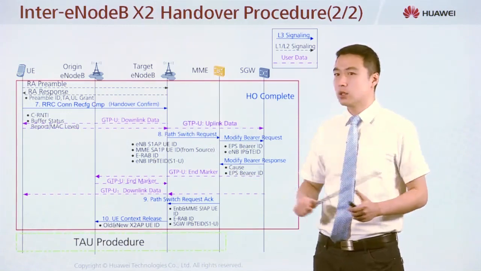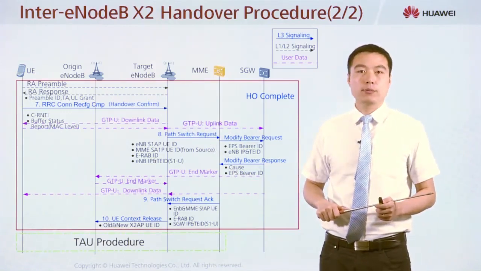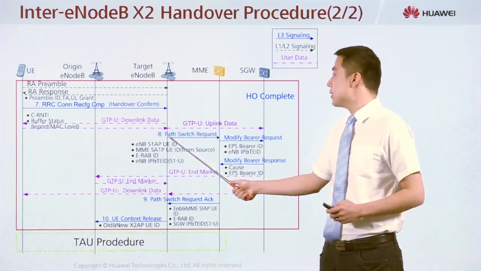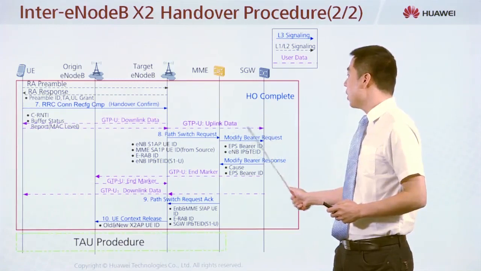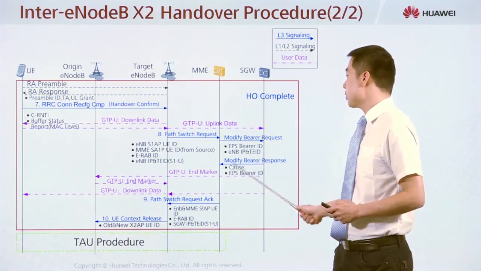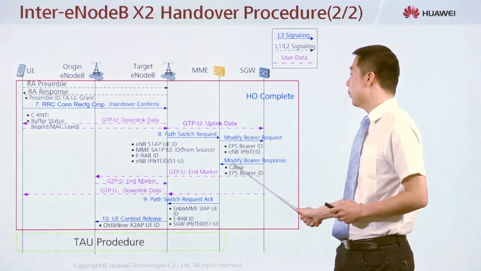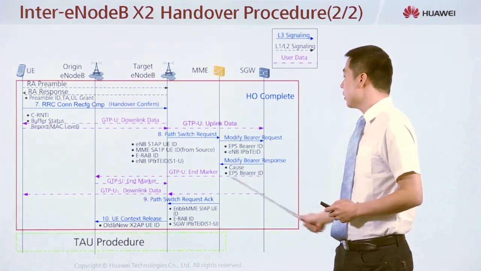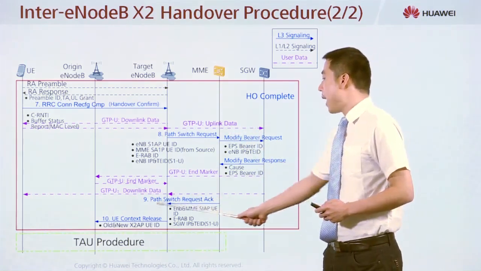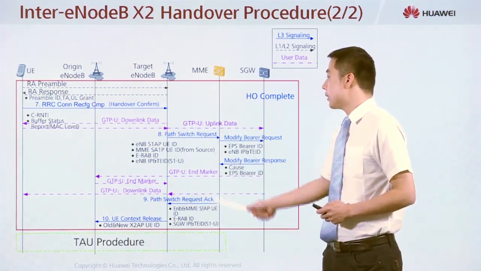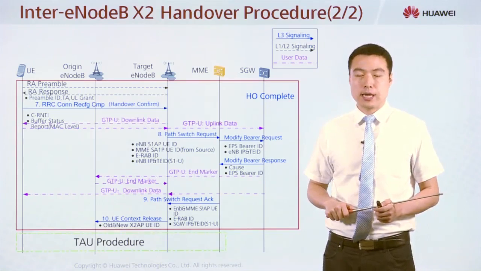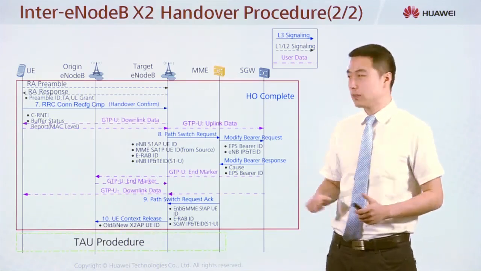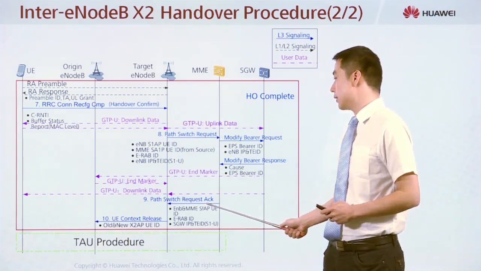After this path switch, the downlink traffic will be sent from the core network to the target eNodeB directly. So the target eNodeB sends the path switch request to the core network. And the MME and SGW will change the path by these two messages, modify bearer request and modify bearer response. After this, the MME will send the path switch request ACK, telling the target eNodeB the core network already knows the handover is finished and successful. The core network will change the path, and the path switch has succeeded.